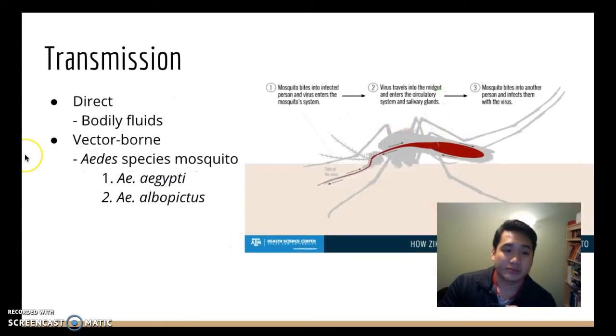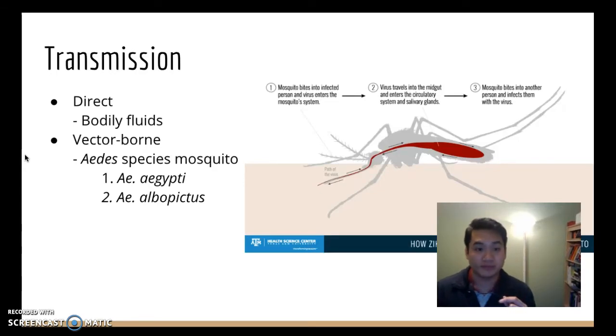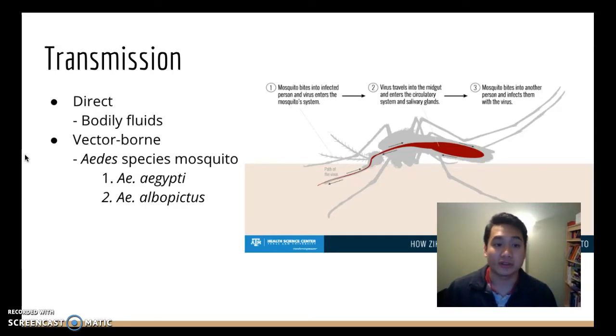So its major modes of transmission include direct contact and vector-borne transmission. Now, although its primary mode of transmission is vector-borne via the mosquito, especially the Aedes species of mosquito, it is known to have modes of transmission via body fluids. Now, these body fluids include blood, semen, saliva. The saliva is very up in the air right now, but it is a bodily fluid.